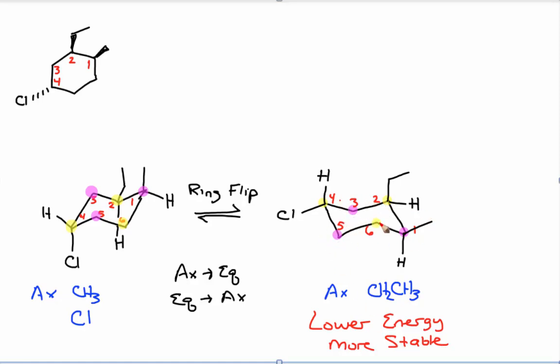Okay, and just recall what those 1,3 diaxial interactions are. So here is our axial substituent. If we go 3 carbons away, we have an axial hydrogen, and those bump into one another. The same thing happens in this direction. This axial substituent bumps into this hydrogen here.